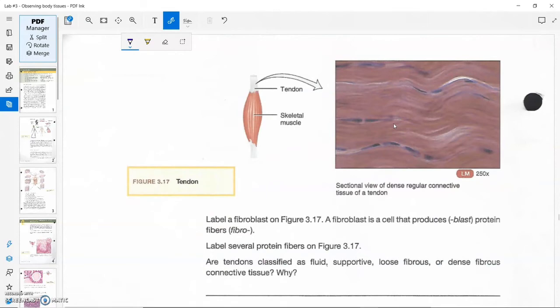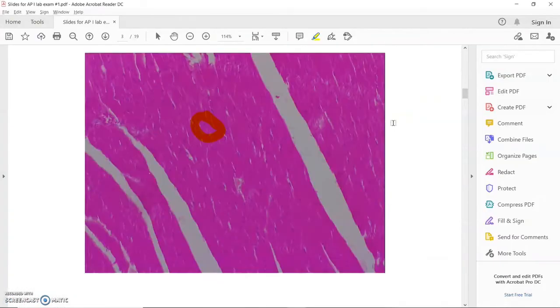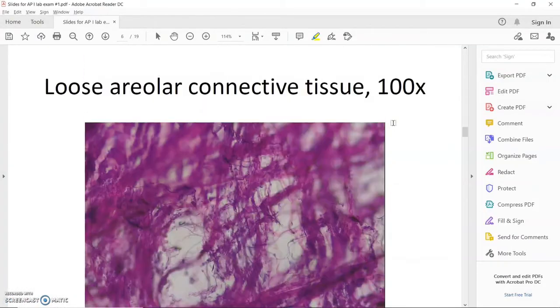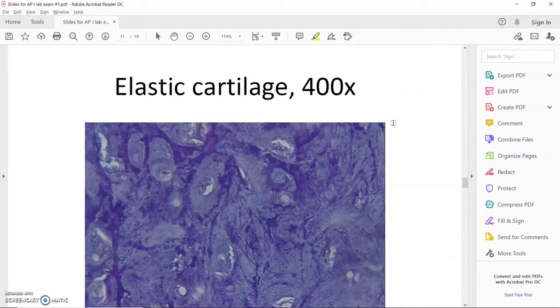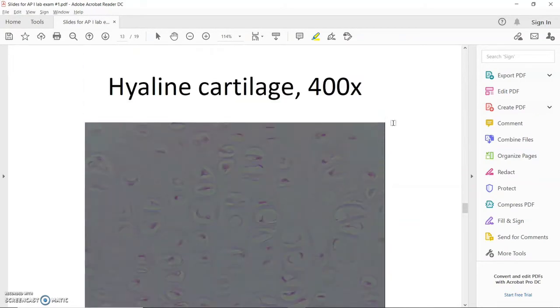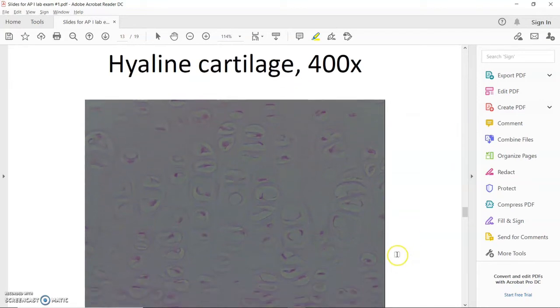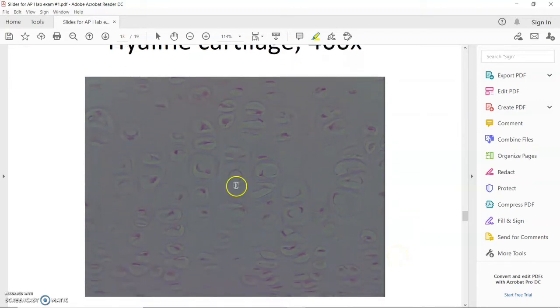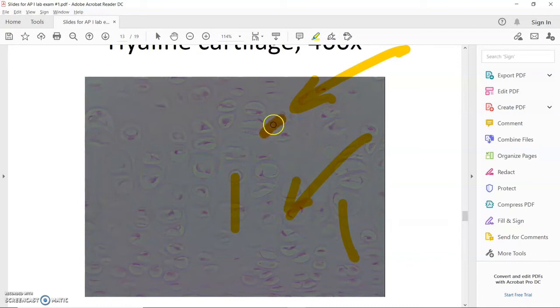This is dense, let me show you hyaline cartilage before we move on. It's hyaline cartilage. You can see an actual image of individual chondrocytes. So that's a chondrocyte, that is a chondrocyte. And in between the chondrocytes, that's basically a matrix. Not this, this is the chondrocyte. This is the chondrocyte, and here would be a matrix.